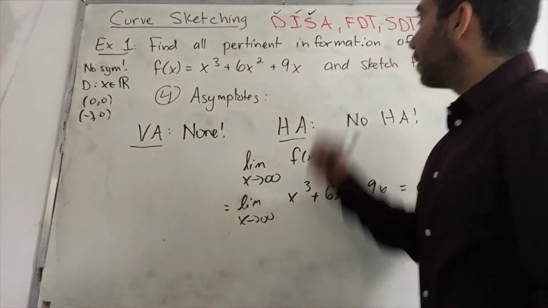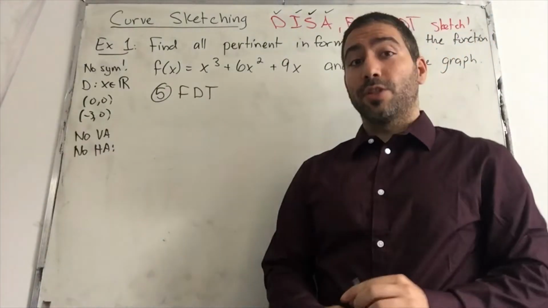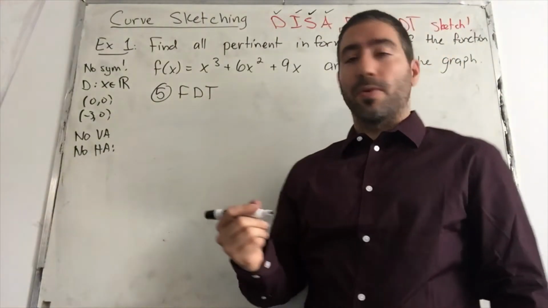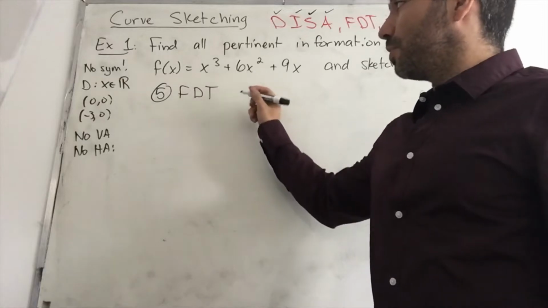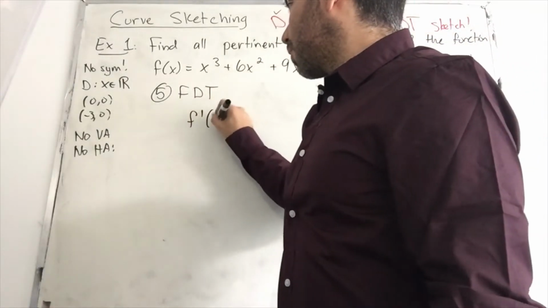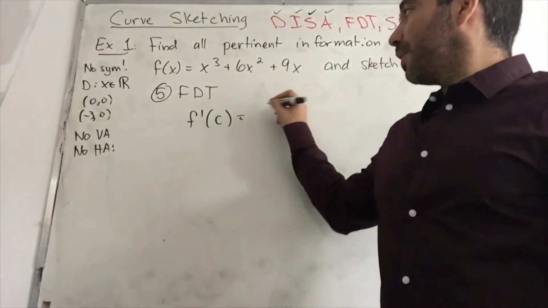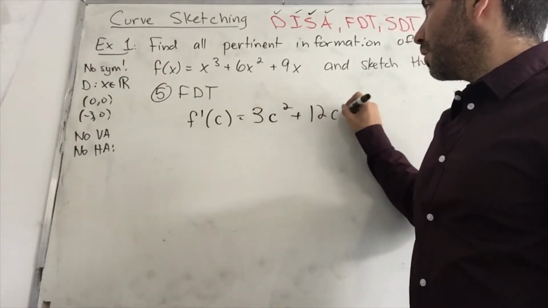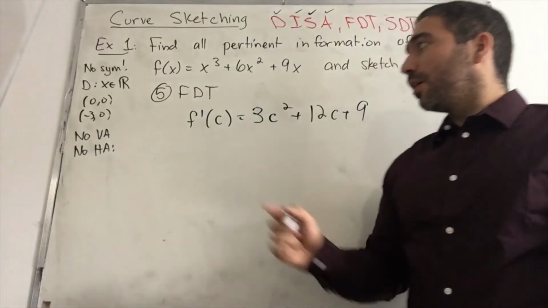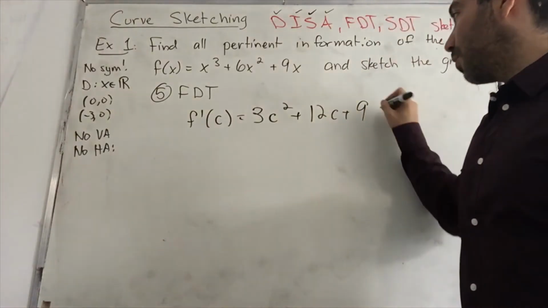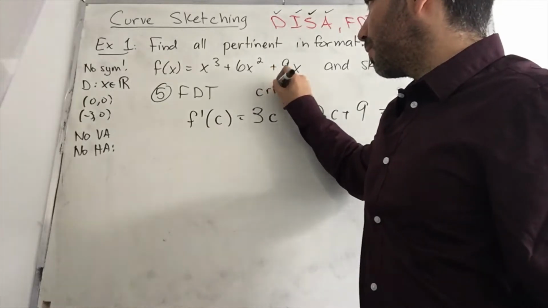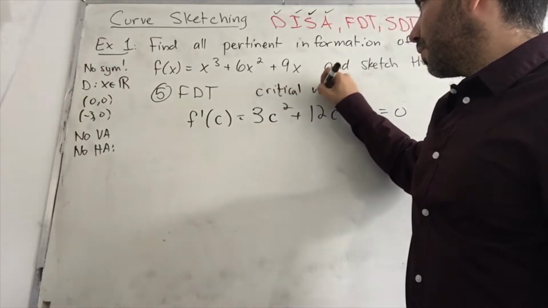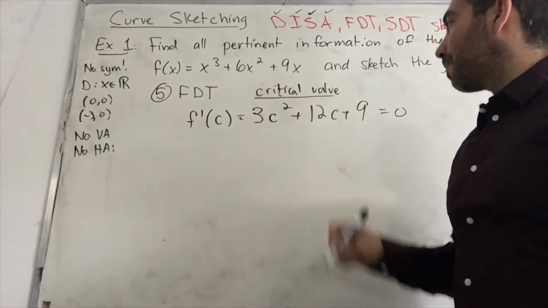Let's move on to the next step, the first derivative test. So next we have the first derivative test, FDT. Let's start off by finding the critical points. So we take the derivative and set it equal to 0, f prime of, we'll call it c. Taking the derivative of this, we get 3, instead of x squared I'm going to write c squared, plus 12 times c plus 9. We set it equal to 0. These are the critical numbers or critical values. That's what we're looking for now.